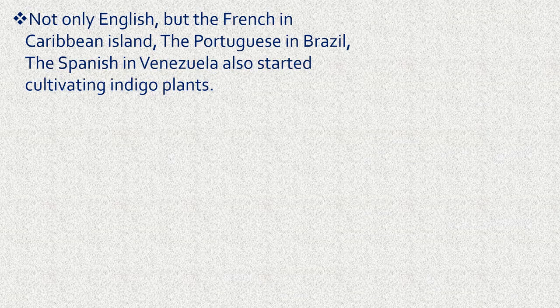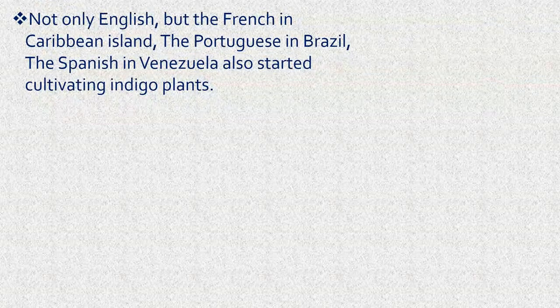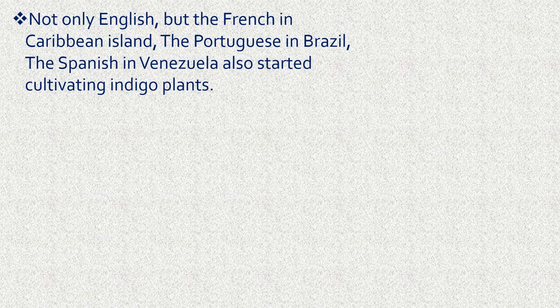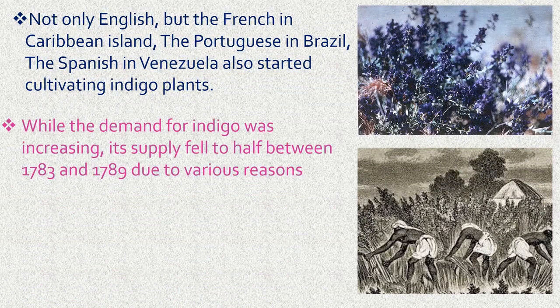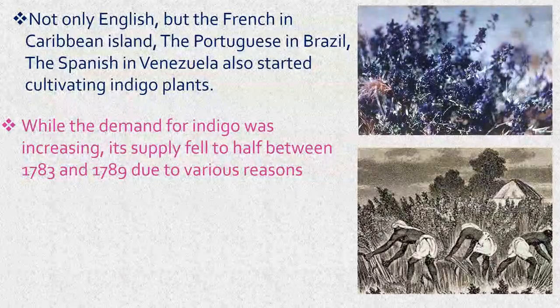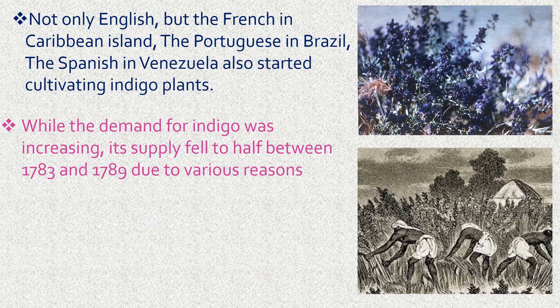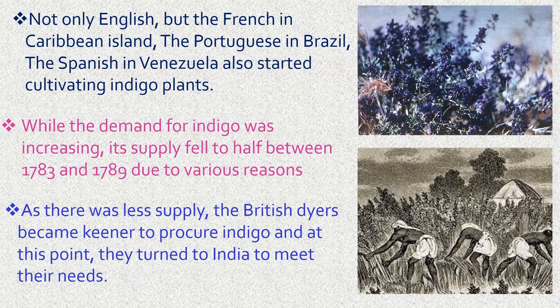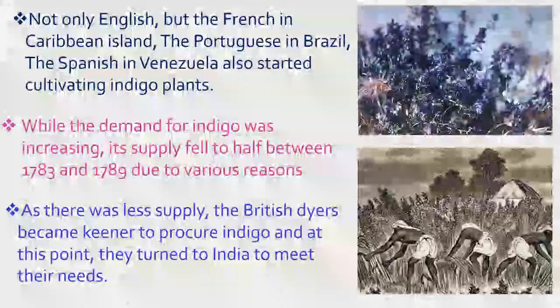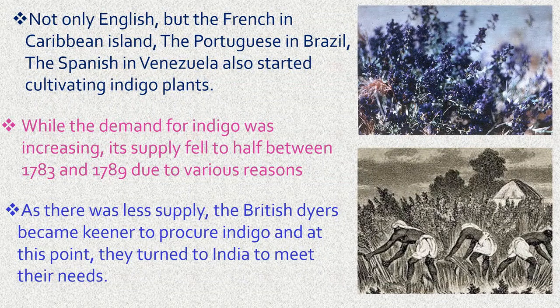Not only the English, but the French in the Caribbean islands, the Portuguese in Brazil, and the Spanish in Venezuela also started cultivating indigo plants. While the demand for indigo was increasing, its supply fell to half between 1783 and 1789 due to various reasons. As there was less supply, the British dyers became keener to procure indigo, and at this point they turned to India to meet their needs.